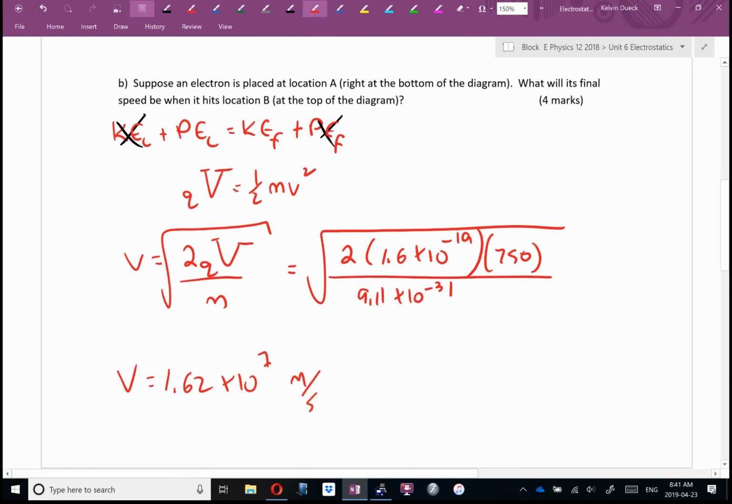Before you turn the page, first of all, if you got that, 4 out of 4. Otherwise I would probably go something like 1 mark, 1 mark, 1 mark, 1 mark. There's another way you could have done this. You could have done this using Physics 11 acceleration.